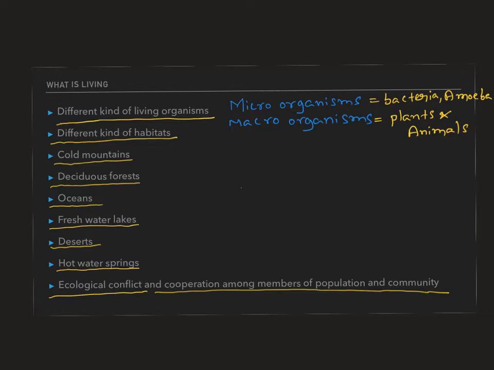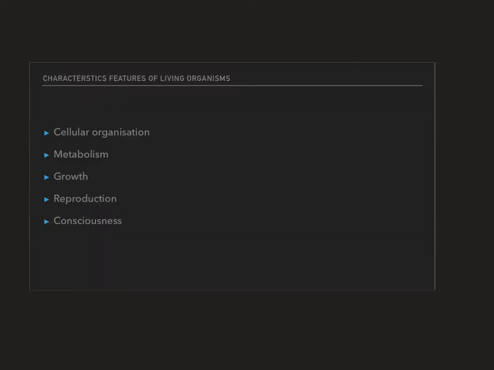Now we are going to define what is living, and how they differ from non-living objects. Now all these things we will discuss. Living organisms show some unique features. We can differentiate living organisms from non-living objects. They are cellular organization, metabolism, growth, reproduction, consciousness. These are all features shown by living organisms. We will discuss one by one.